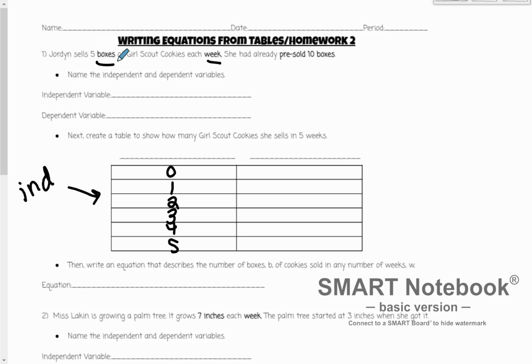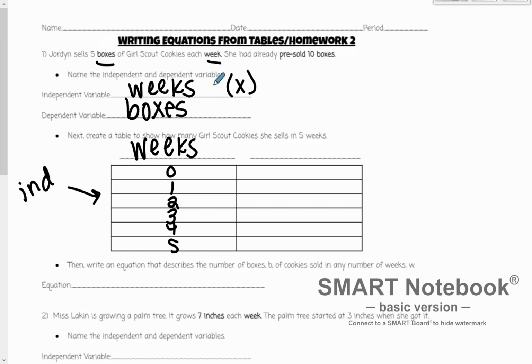So are we going to say it's 0, 1, 2, 3, 4, 5 boxes and then the number of weeks is going to change? No, because she sells 5 boxes every week. So for the boxes, we're going to be counting by 5s. Okay, so the weeks is what's going to be the 0, 1, 2, 3, 4, 5, meaning the weeks is the independent variable. Remember, the independent variable is always the x. Then our dependent variable is the boxes. The number of boxes she sells is going to depend on the number of weeks. Remember, that is the y.